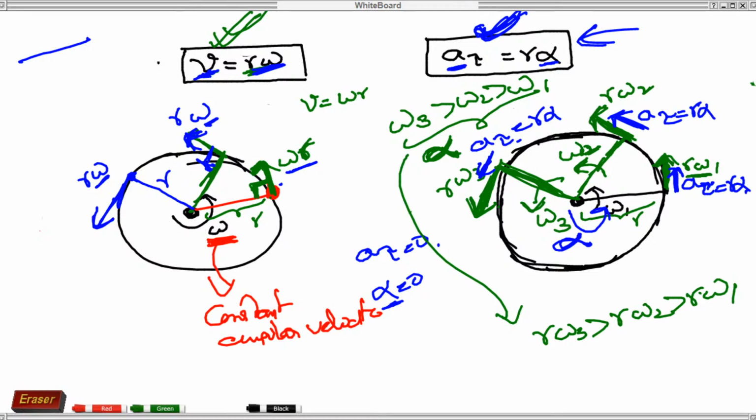So I think that's enough for today, and we'll go into more detail on circular motion in our next class.